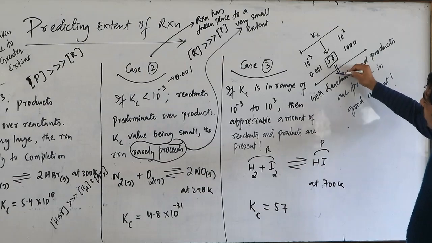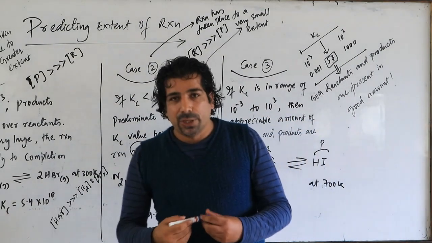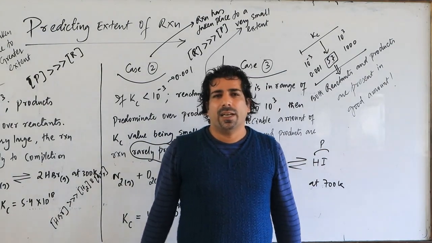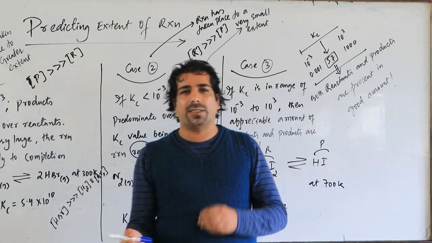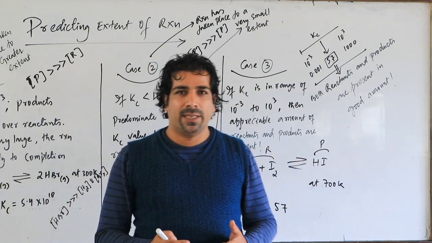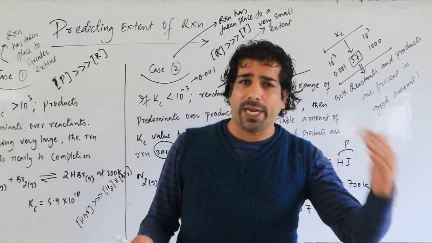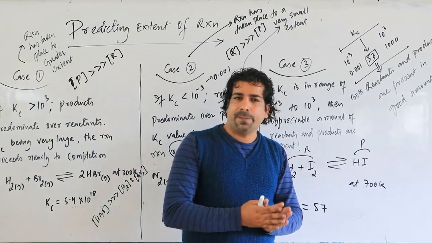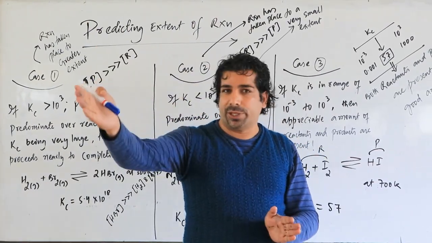And at this point, what will happen? Both reactants and products will be present in a better amount. So now we can easily tell whether the reaction has taken place to a large extent or small extent, okay, or to an appreciable extent. In the first case, when Kc value was greater than 1000, at that time products were more than reactants, which means the reaction has taken place to a large extent or nearly to completion, okay.